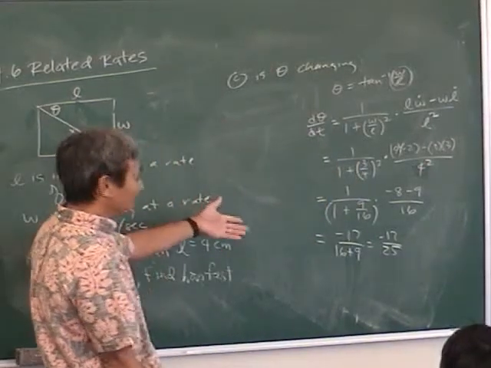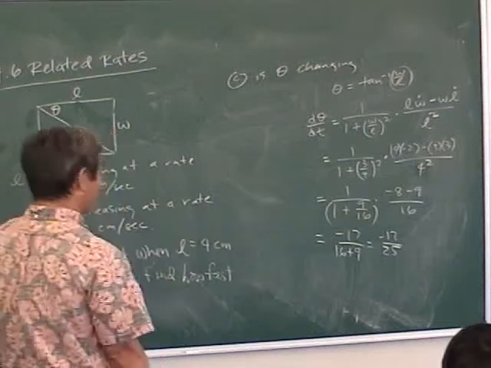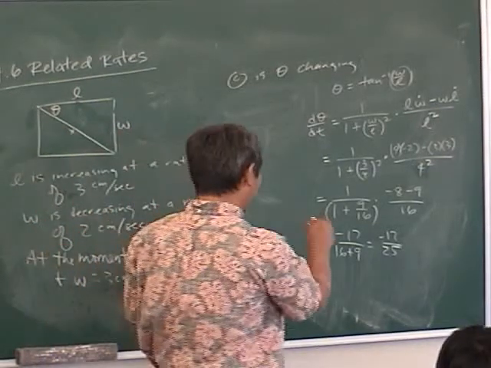I don't care what you do. You got to get that number, okay? You can do whatever exotic thing you do. Okay, but you got to get negative 17 over 25.